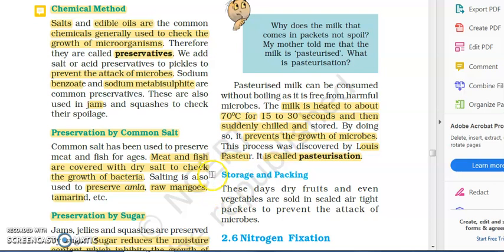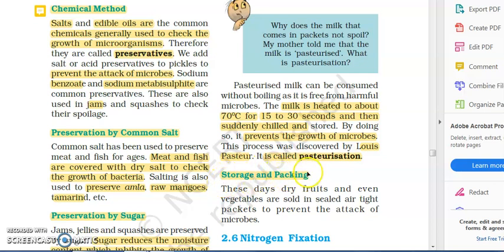Our next method is storage and packing. Storage is also a very important method to preserve food. If we do not store our food properly, then the food gets spoiled. How will it get spoiled? Because if moisture is in the food, that moisture will germinate the microbes and those microbes will spoil the food. So proper storage should be there while preserving food items.